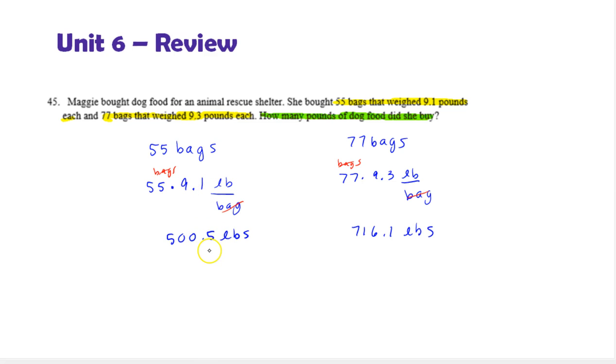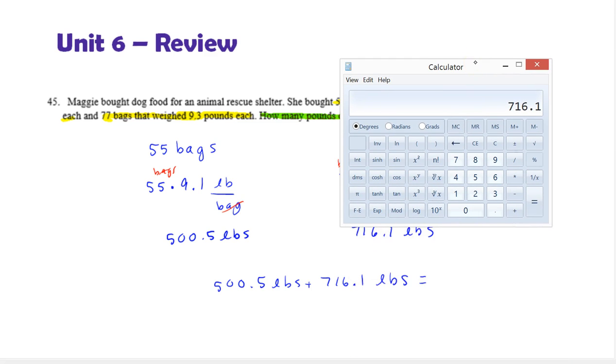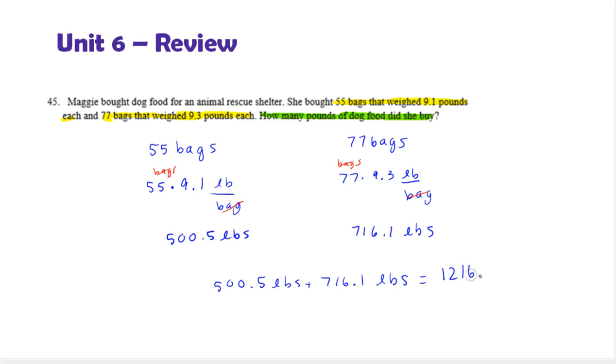So now we have these two amounts, and we need to combine them together. So then we take these values, 500.5 pounds plus 716.1 pounds. And we could do this in our heads probably, but we'll get the calculator. Oh, the old number's in there, so let's add 500.5. She bought a total of 1,216.6 pounds of dog food. That's a lot of dog food.